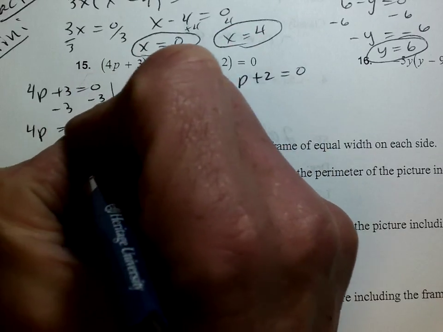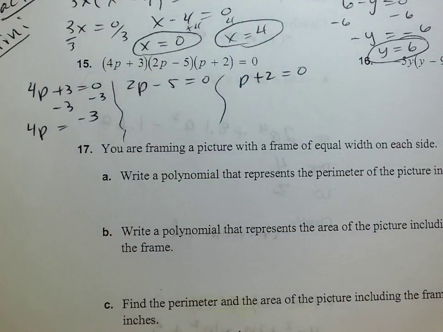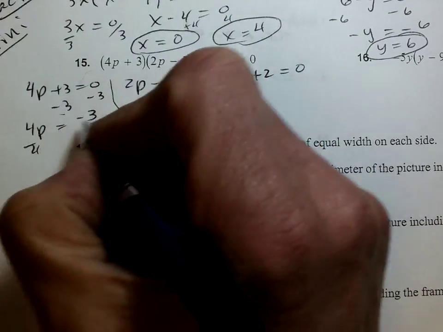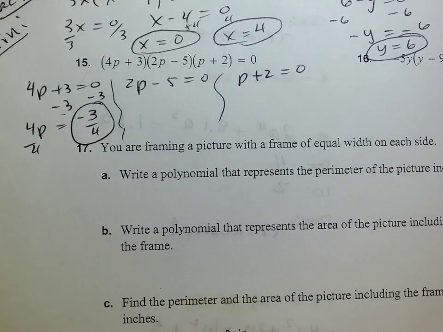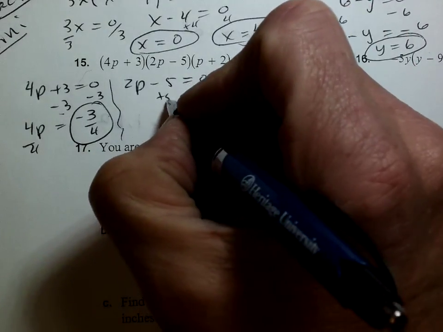Minus 3, 4p equals negative 3, right? I got to solve all 3. But first one. So minus 3, then I'm going to divide by 4, and that's just negative 3/4. Or if you want to use a calculator and give me a decimal answer, that's okay too. Negative 0.75, but negative 3/4 is easier, right? Okay, one answer.